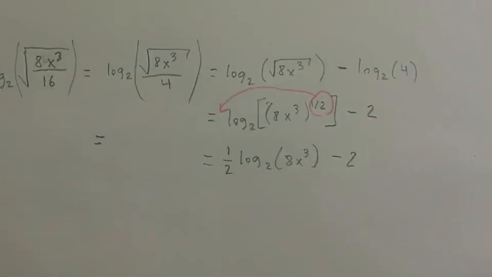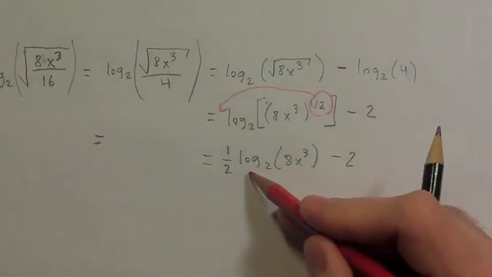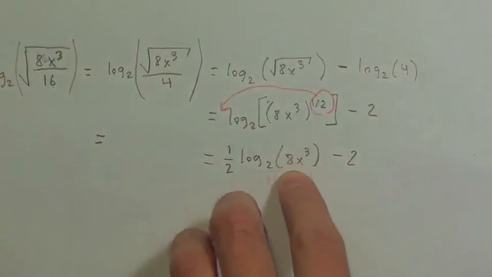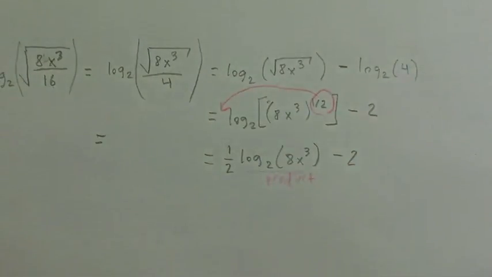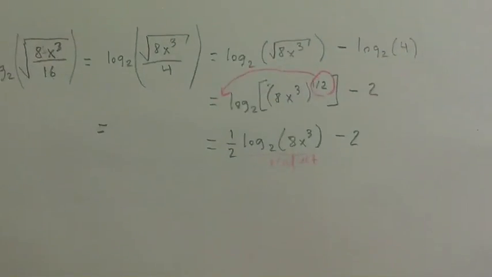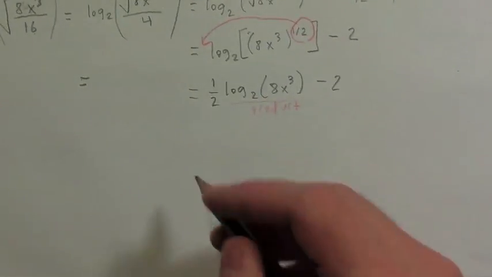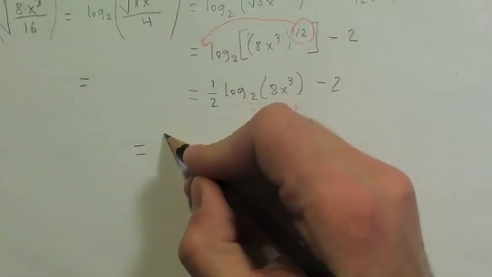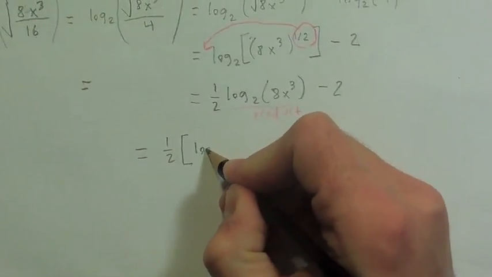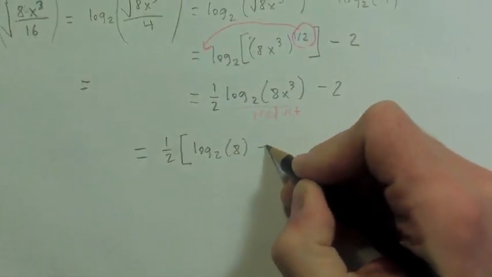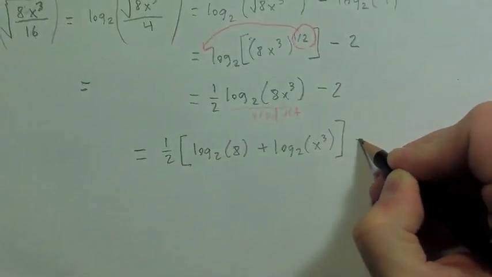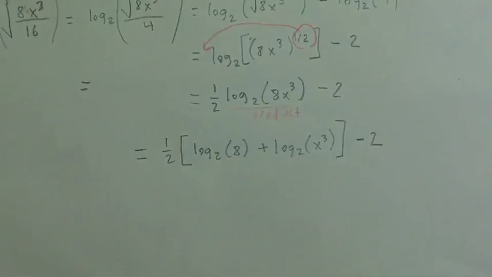Okay. Now we can use our product rule here. Right? We have a product, 8 times x cubed. We also have x to the 3rd power. This is technically to a 3rd power as well. But let's go ahead and expand that out. Now, I'm going to leave that 1/2 there, so be careful there. I'll put this in brackets. This will be 1/2 times log base 2 of 8 plus log base 2 of x cubed. And this entire thing minus 2 still. Okay.